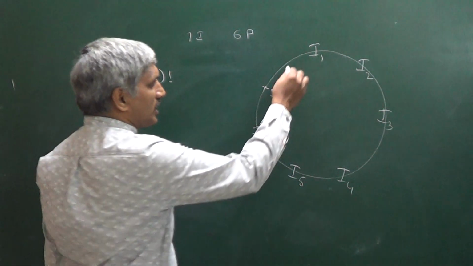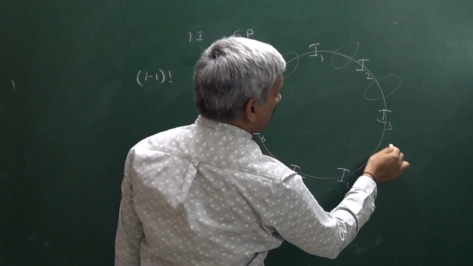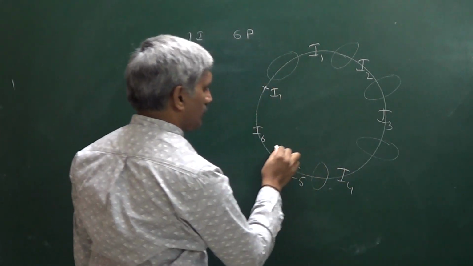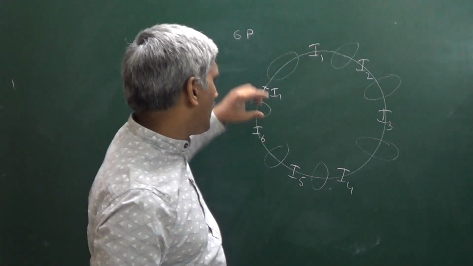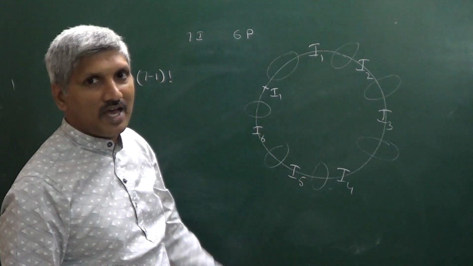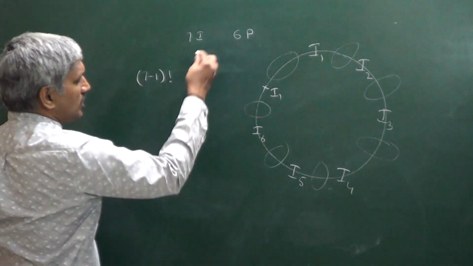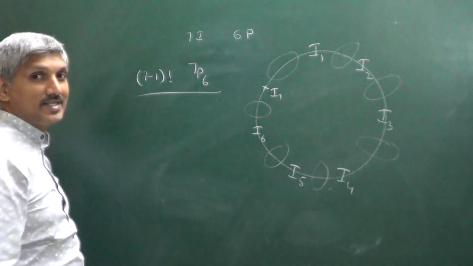Now these are the gaps to fill with Pakistanis. How many gaps are there? 1, 2, 3, right? 1, 2, 3, 4, 5, 6, 7 gaps are there. 7 gaps can be filled with 6 Pakistanis in 7P6 ways.